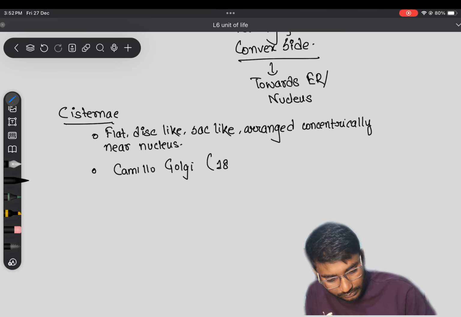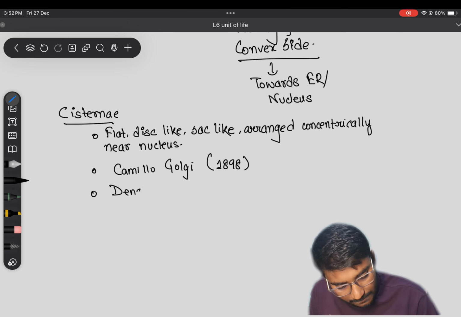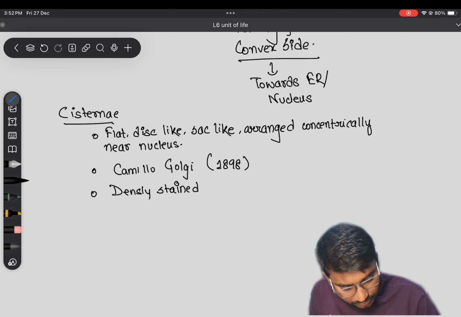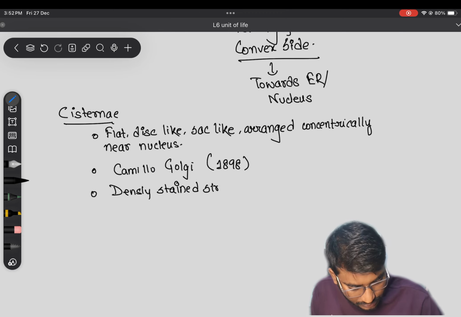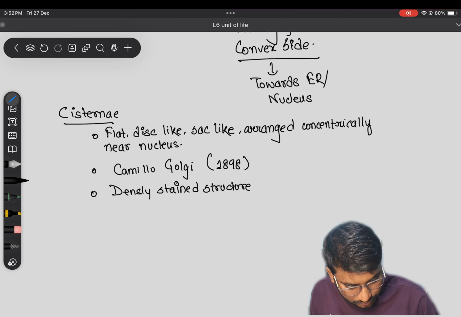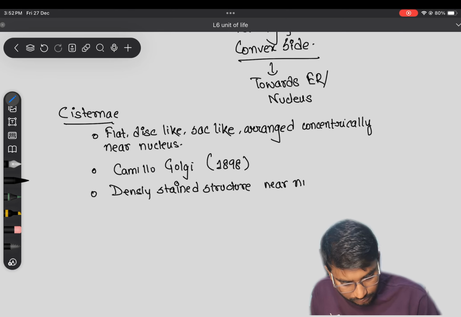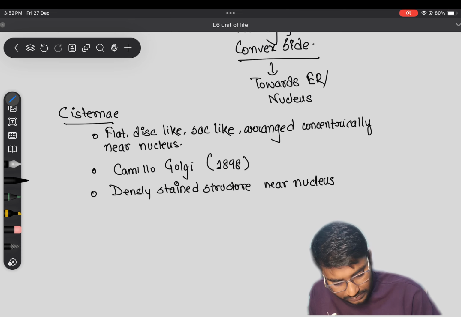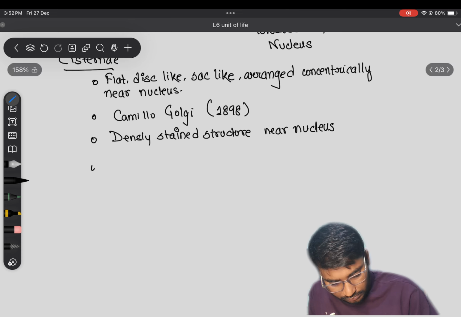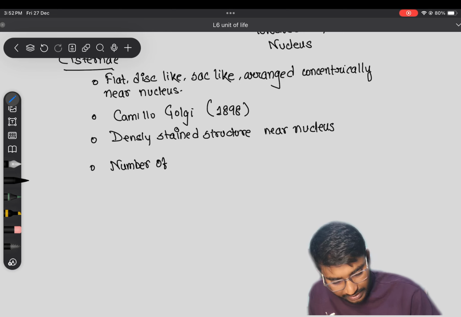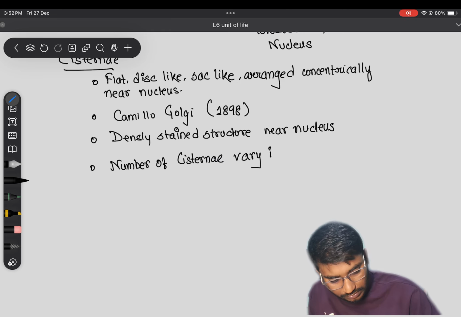Densely stained near nucleus. These are densely stained structures near the nucleus. The number of cisternae varies in different Golgi bodies.